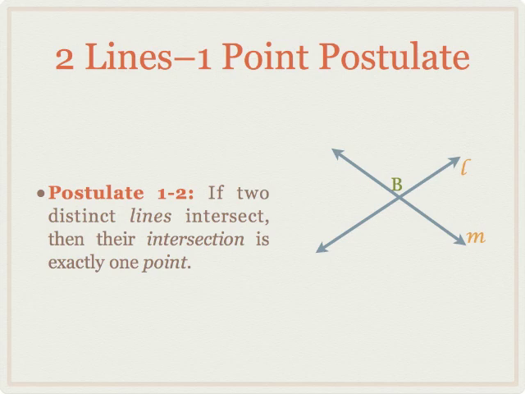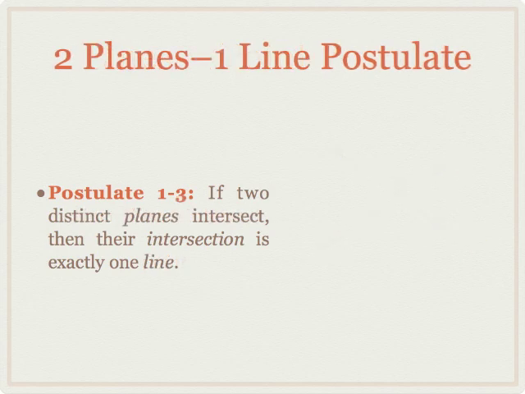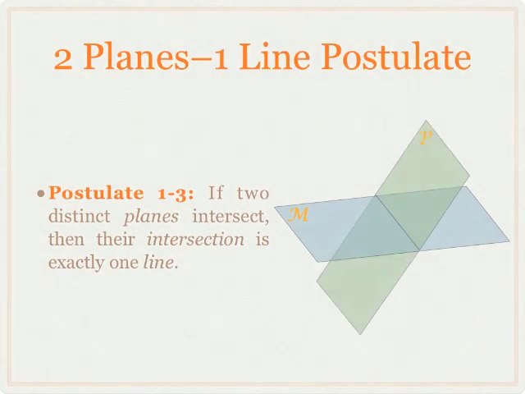And our next postulate I like to call 2 planes, 1 line. It says, very much like our last postulate, that if 2 separate planes intersect, their intersection is exactly 1 line. 2 lines create 1 point. 2 planes create 1 line. Let's see what we can do here.